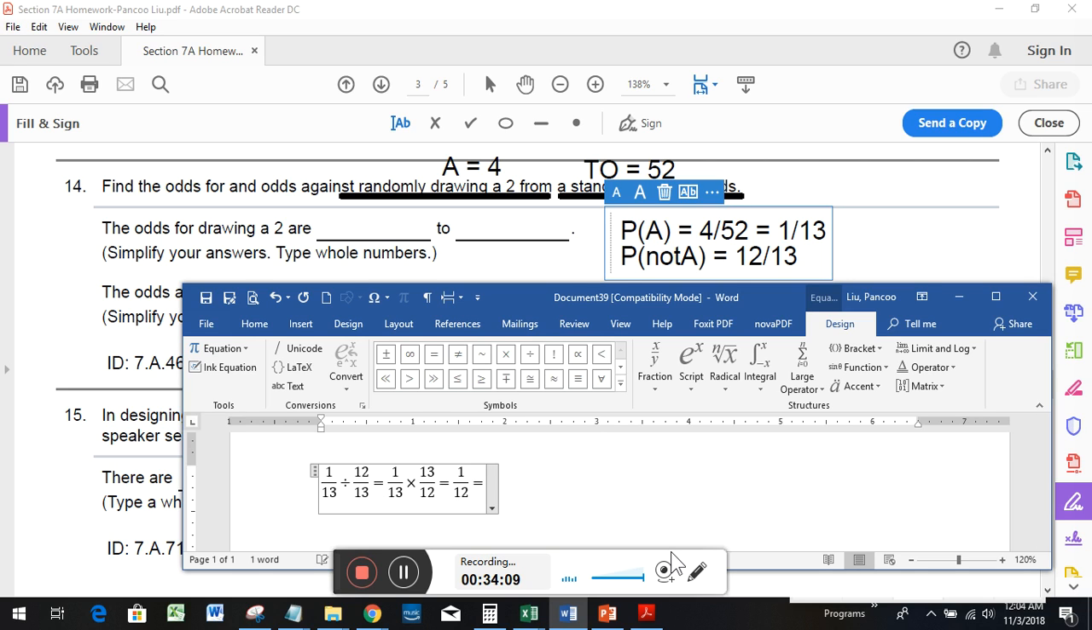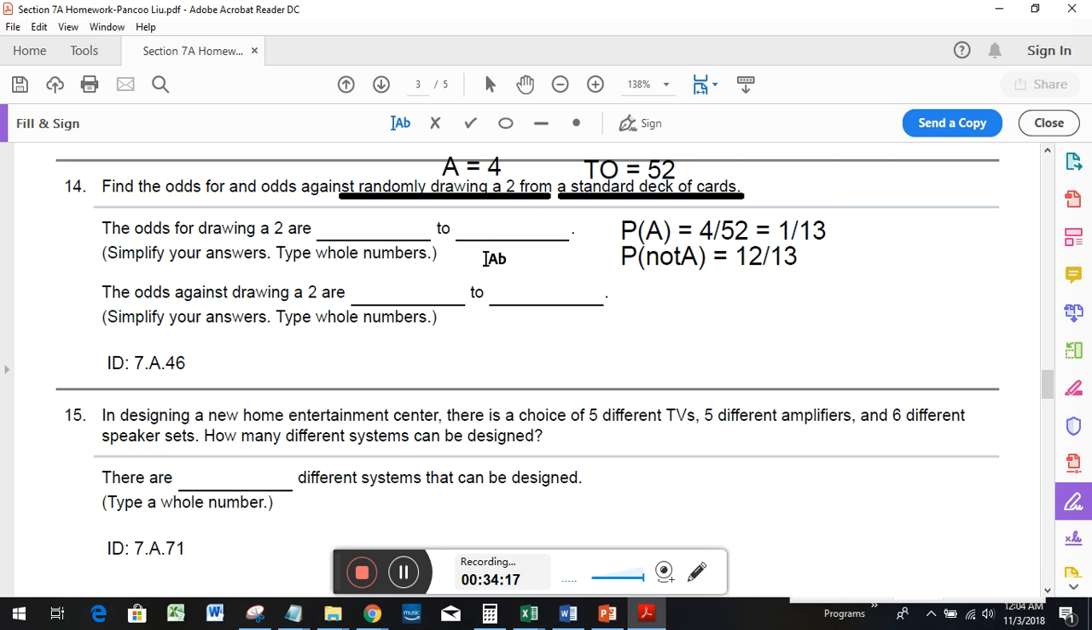And in ratio form, it'd be 1 to 12. So then our odds for will be 1 to 12. And the odds against will be the reverse, which is 12 to 1.